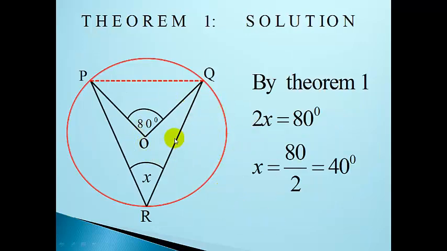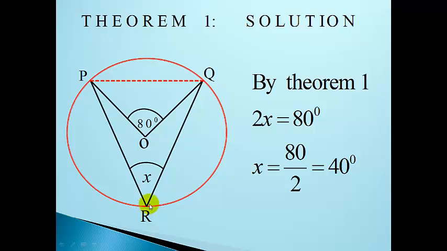Considering the diagram in the question, we know that PQ is an arc, and so the line drawn from P to Q is called the chord. Now, the chord PQ subtends an angle of 80 degrees at the center, and that same chord PQ subtends an angle of X at the circumference of the circle, that is at the point R.